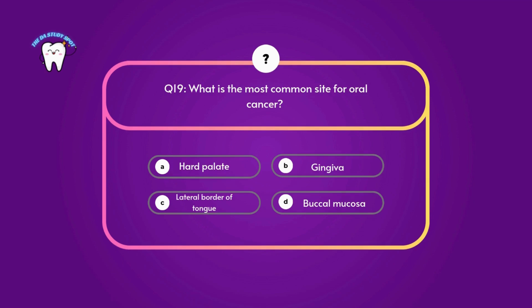Question 19. What is the most common site for oral cancer? A. Hard palate. B. Gingiva. C. Lateral border of tongue. D. Buccal mucosa.